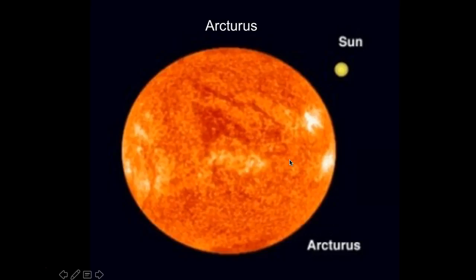This is Arcturus. Arcturus is a red giant, and it shows you how much bigger a red giant is from our sun by taking a look at that picture.